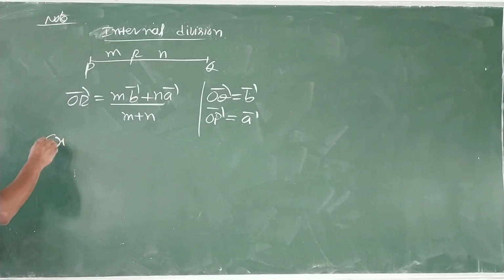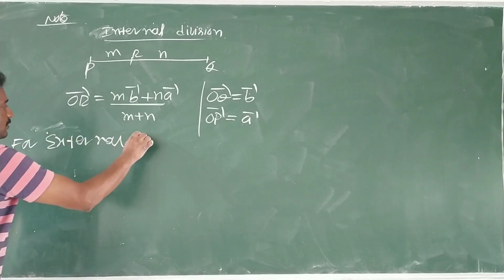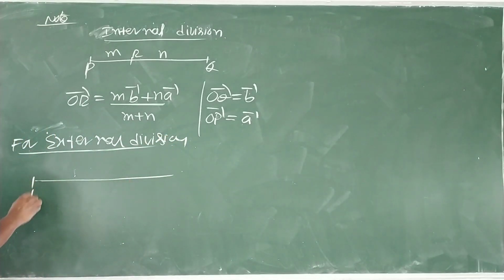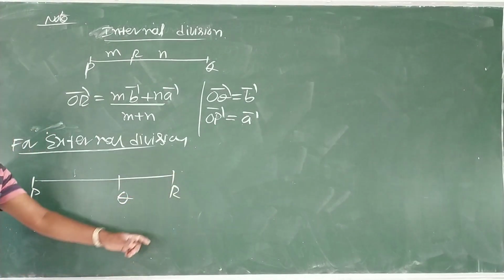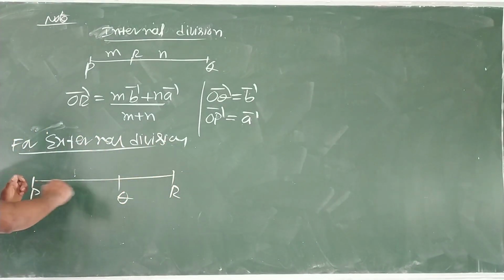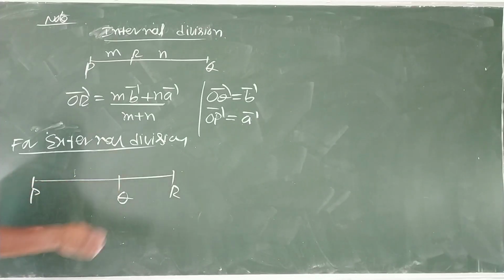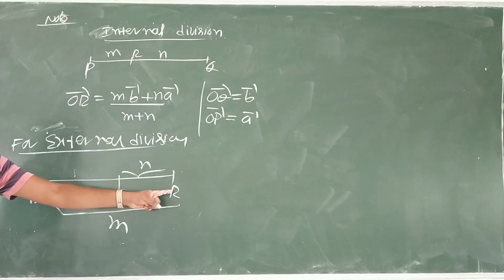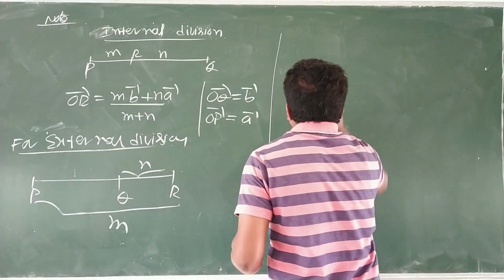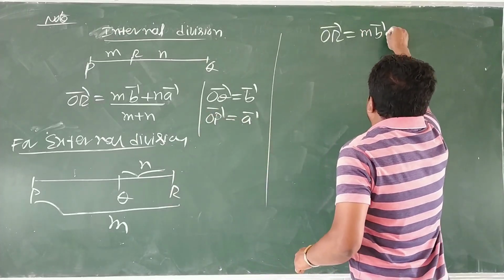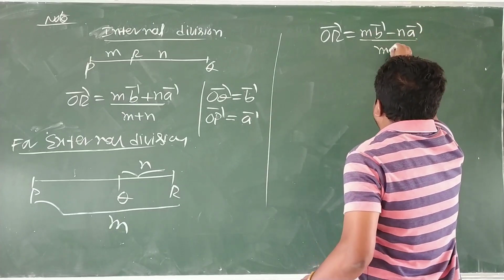Now external division. For external division, that means if the point R lies externally, outside of the line segment PQ, in the ratio m is to n, then the position vector of point R, vector r, is equal to, again, (m b minus n a) by (m minus n).